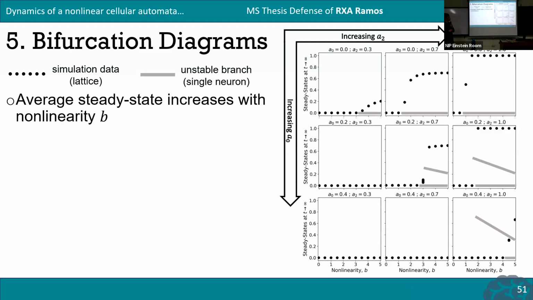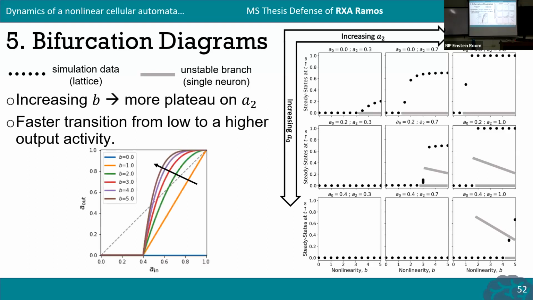The black dots represent the simulation data or the average steady state of the lattice, while the solid gray line indicates the unstable branch that we observe from the cobweb diagrams. However, this unstable branch is not observed in our bifurcation diagram. And this means that the unstable branch of fixed points is overwhelmed by the average of the whole lattice when we take into account the whole lattice as one. Additionally, the average steady state increases with nonlinearity B. And this is again because when we increase the nonlinearity parameter B, the activation function will plateau more on A2. And this results in a faster transition from low to higher output activity.